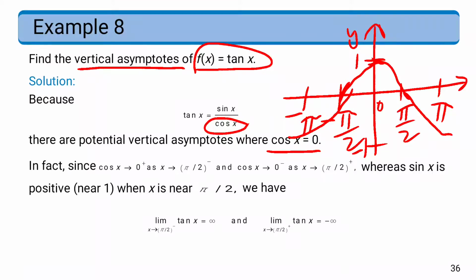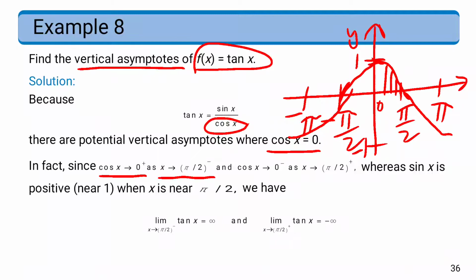So look at the graph. Let's say you approach pi over 2 from the left. So you start somewhere here, and then you get closer and closer to pi over 2. Look at the graph. The graph goes to 0, but the values of the function there are positive. So we can say cosine goes to 0 from the positive side as x goes to pi over 2. And also look at as we approach from the left.